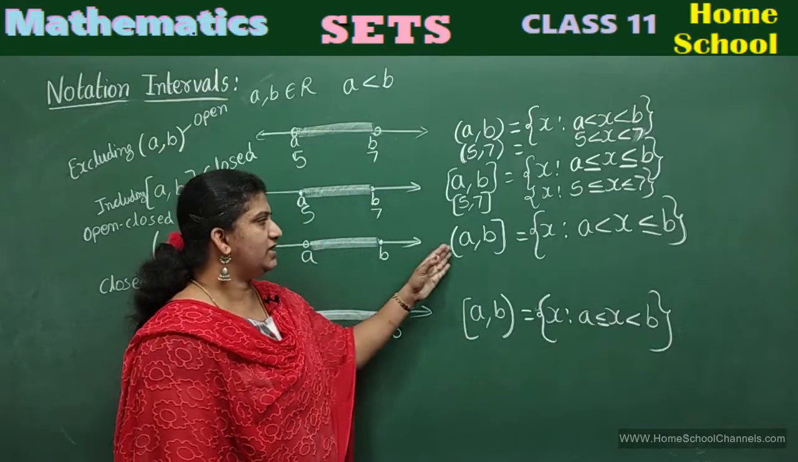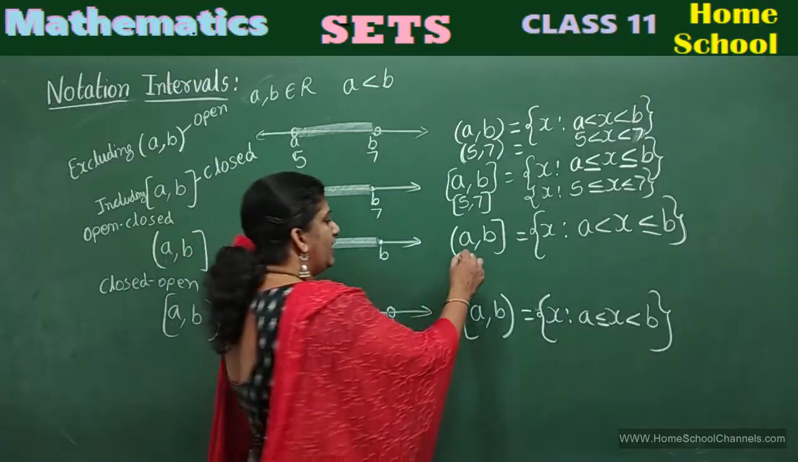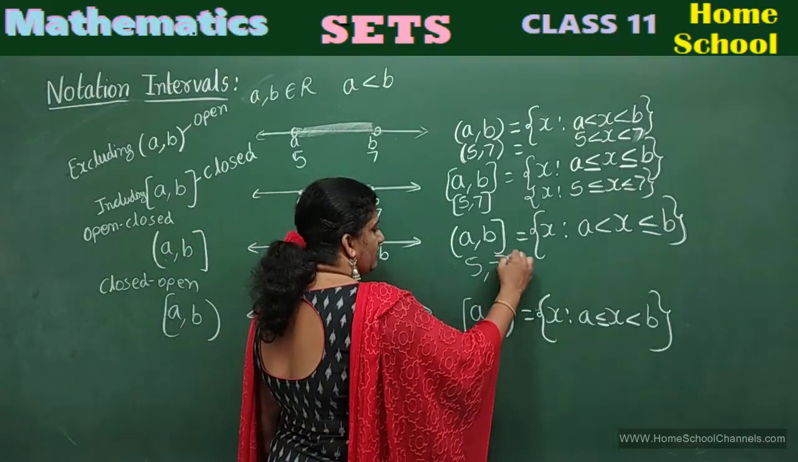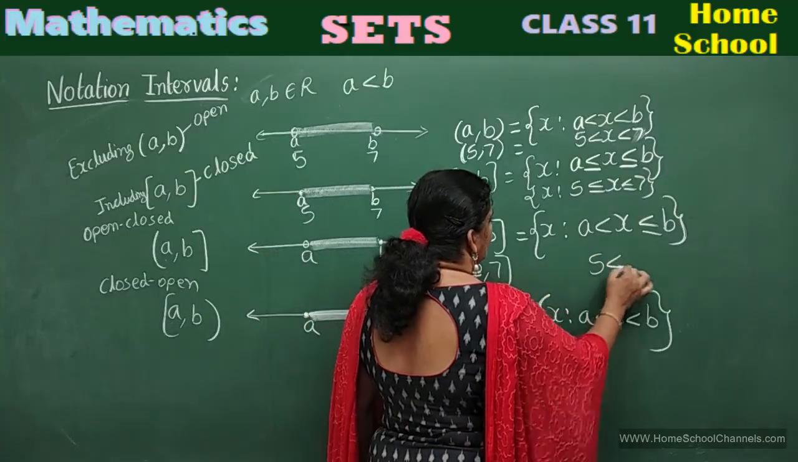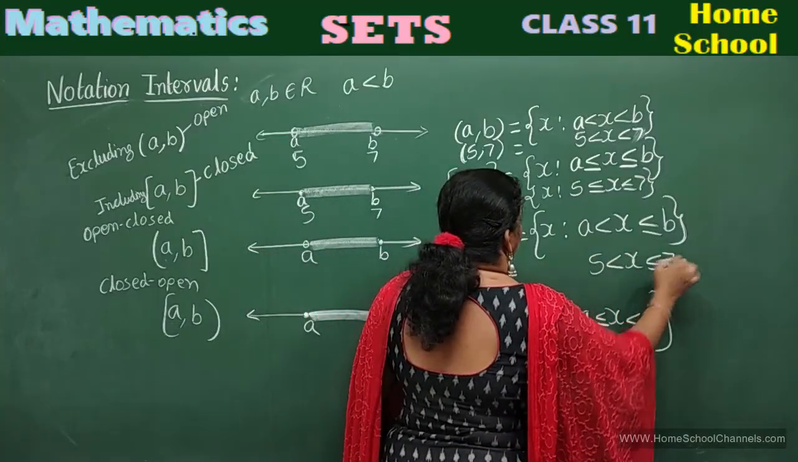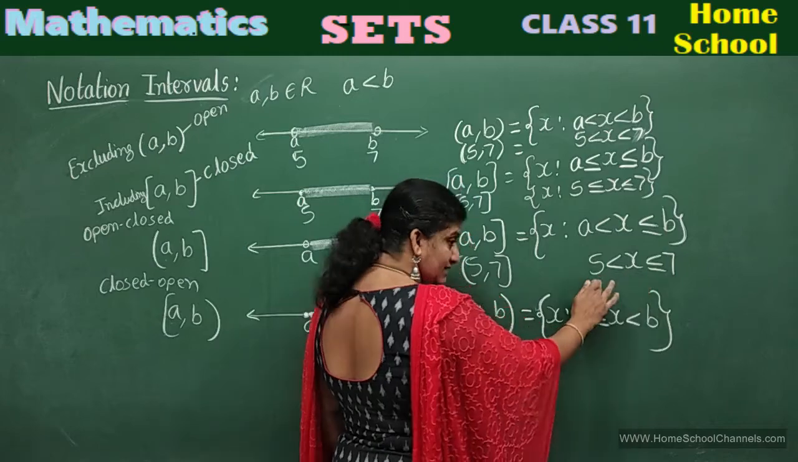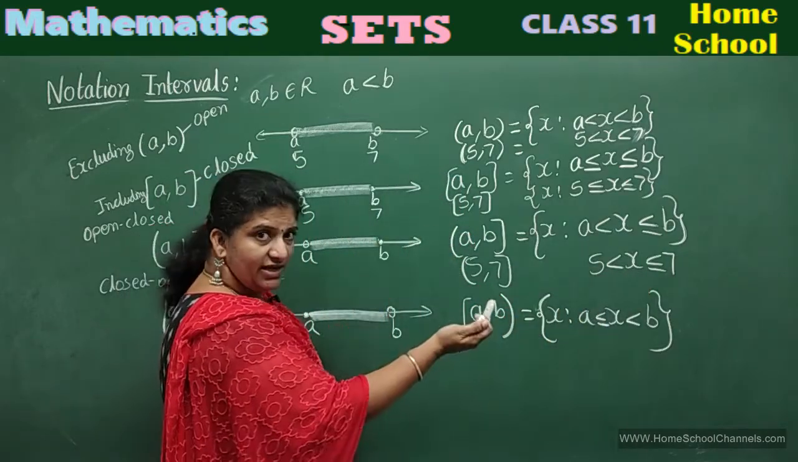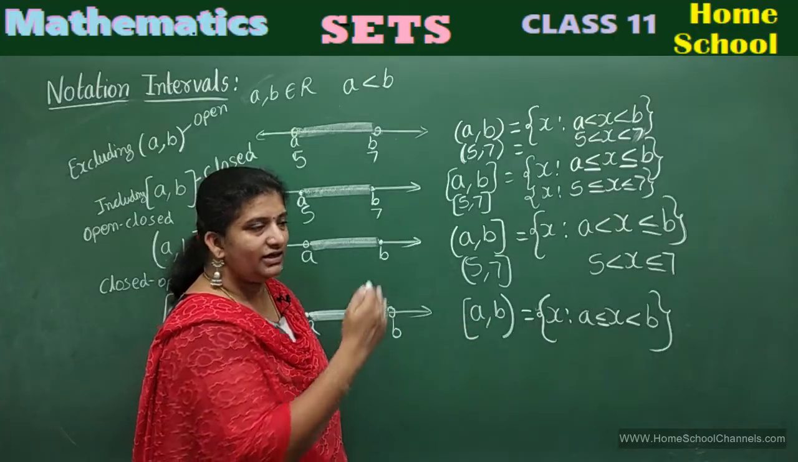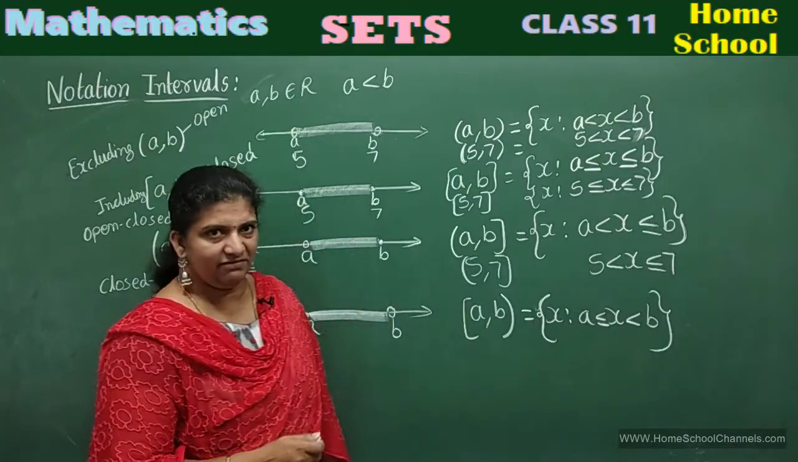Okay. Next here A, B. Again I take 5, 7. Open, closed. See here, X is such that 5 is not considered and 7 is included. Less than or equal to 7.